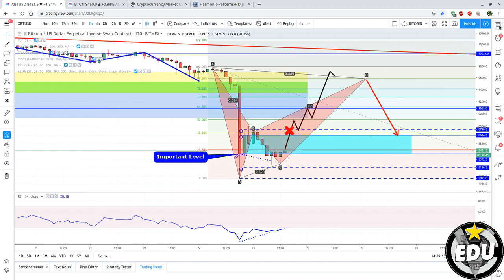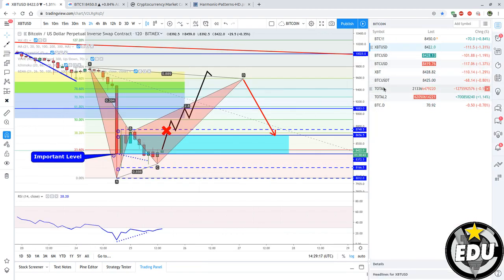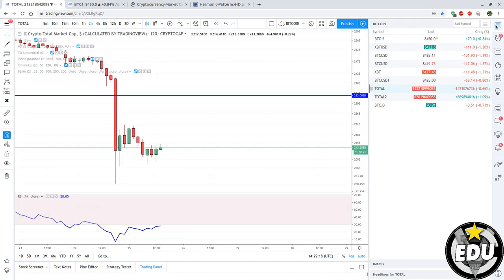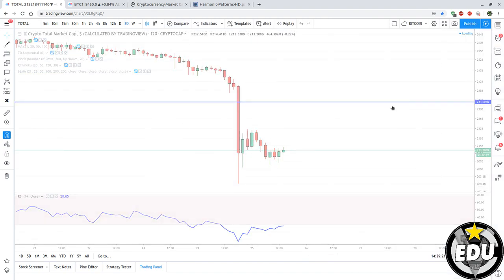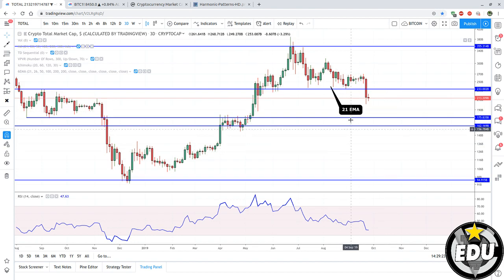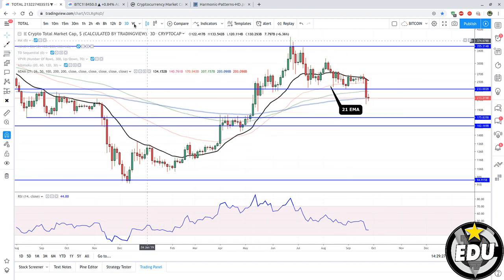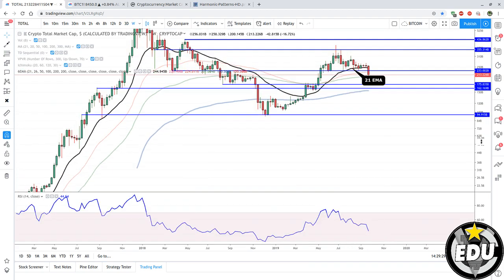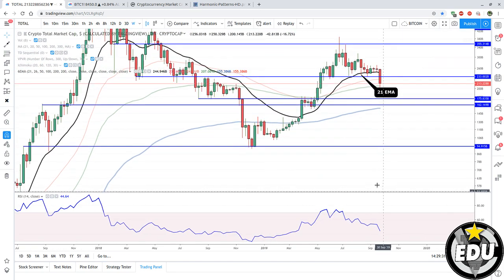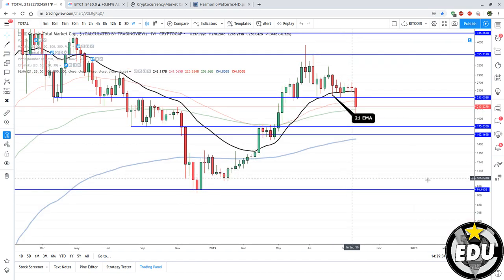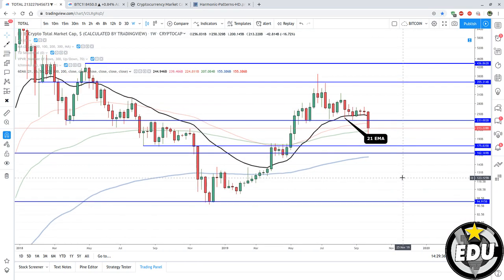Anyways, enough on Bitcoin. Let's go check just the total market cap now, which is really bad. Really bad. Even the 21 EMA has been smashed on the weekly. Let's see. Yes. Not a good look. Not a good look at all. Terrible look, the market cap. Volume. Terrible look.